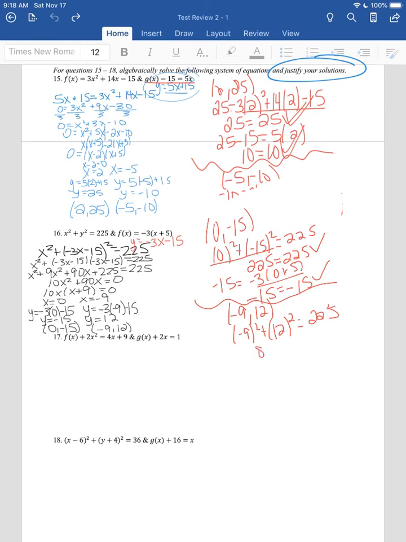This is 81 plus 144, or you could type it right into your calculator. So 225 equals 225. That is my third check, and now I have to do the last one. So y equals negative 3 times x plus 5. I get 12 equals, I plug this into my calculator, and I get 12. That's my fourth and final check.